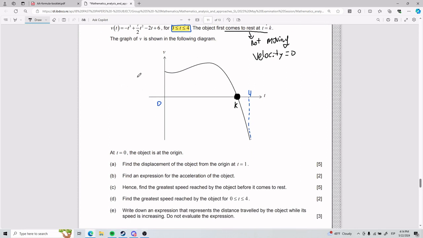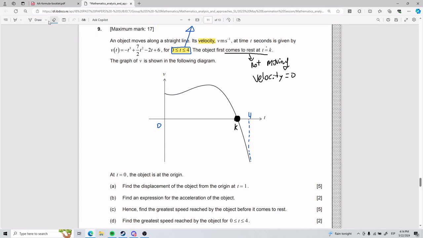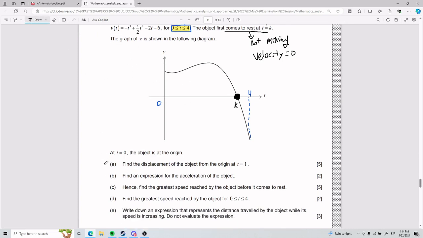See? So the graph of v is shown in the following diagram, and at t equals 0, the object is at the origin, it's where it starts, right? So it starts off with a little bit of speed, right? So that's interesting. Maybe it's, I don't know, already falling or something, who knows, right? Anyways, for part A, we need to find the displacement of the object from the origin at t equals 1.